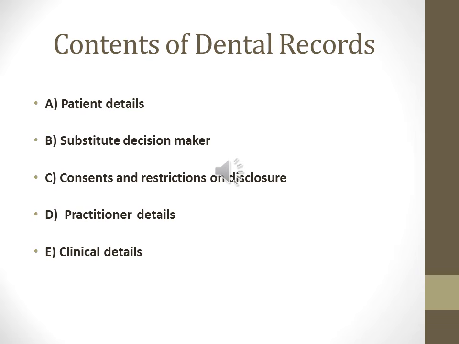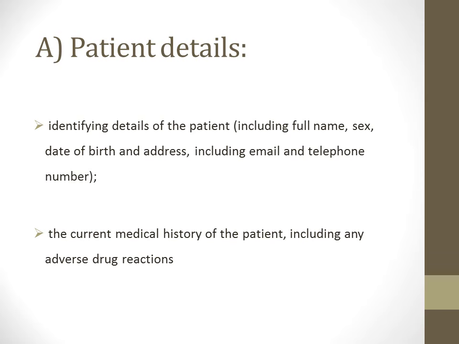So, in order to summarize the contents of the dental record, we will talk about patient details, substitute decision maker, consents and restrictions on disclosure, practitioner details, and clinical details. So first of all, we start with patient details. Such details include full name, the gender of the patient, the date of birth and address, email and telephone number for communication. Also, the current medical history of the patient, including any adverse drug reactions or any drugs taken by the patient.